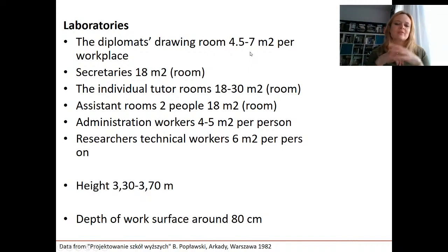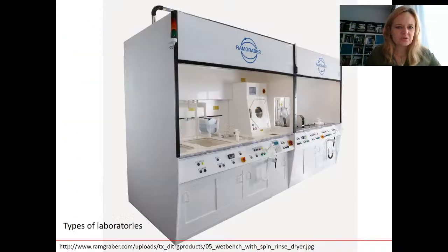Of course, these are the dimensions from the time when people were actually drawing their projects by hand, starting from the smaller drawings going to the very large ones. Secretaries' rooms about 18 square meters per room. Individual tutor rooms up to 30 square meters per room, assistant rooms 18 square meters per person, administration workers 4.5 square meters per person, researchers and technical workers 6 square meters per person. Height from 3.30 to 3.70 meters of the space, at least, more or less. Depth of the work plane is about 80 centimeters. For this kind of work, we shouldn't go less.